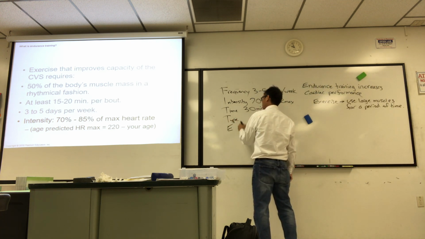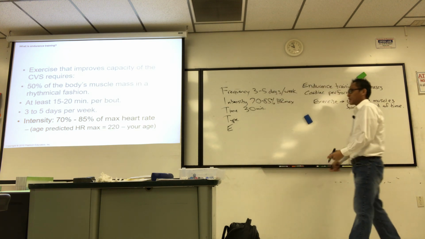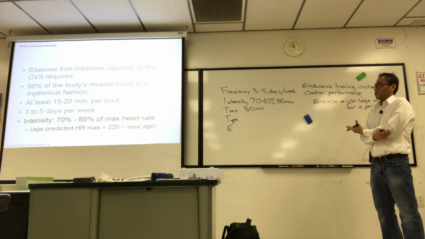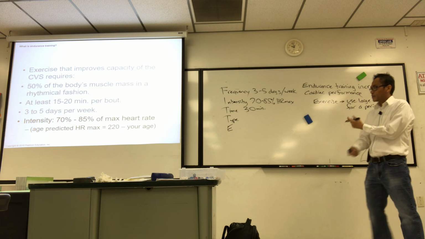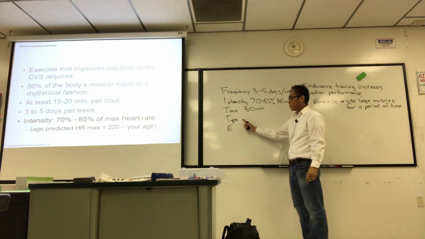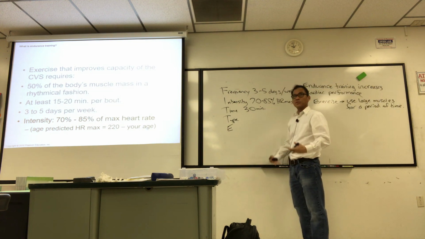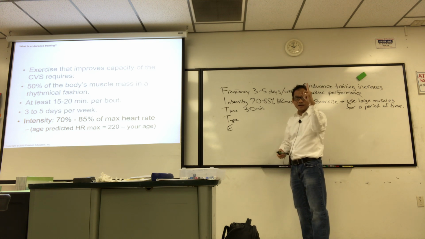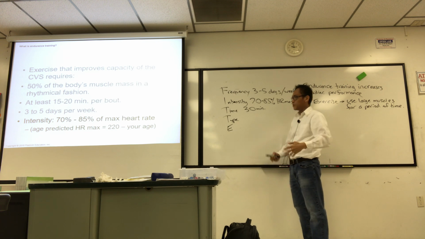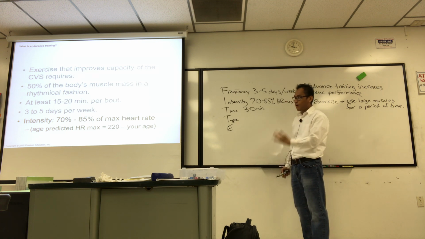Type. I think the best kind of exercise is, well, one that you'll do. The best type of exercise is one where you use the big muscle groups. I always say, this is an exercise, but that muscle's not big enough to get your metabolism up. You've got to use the big muscle groups for a long period of time to get your heart rate up.